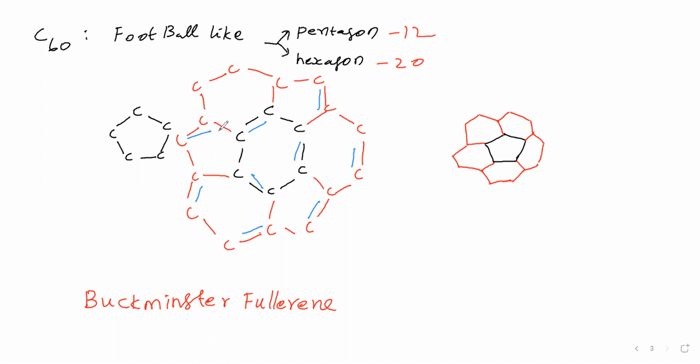Next, we have seen 3 crystalline forms of carbon: diamond, graphite, and fullerenes. Next, we will go for amorphous forms of carbon. In the amorphous forms of carbon, the first one is coal. Coal contains carbon, hydrogen, nitrogen, oxygen. These are the elements.